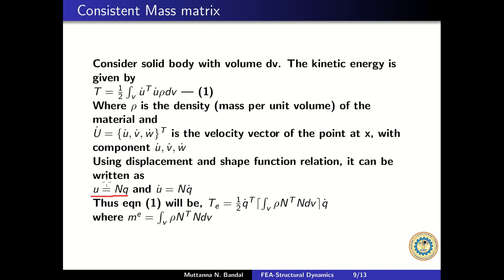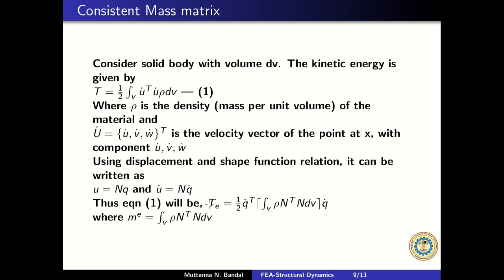Now the same thing can be written in kinematic form as u dot, which is velocity, is equal to N into q dot, that is velocity of that. When I differentiate the displacement with respect to time, I will get q dot. So I can write u dot is equal to N into q dot. Now this u dot will be replaced with N into q dot.